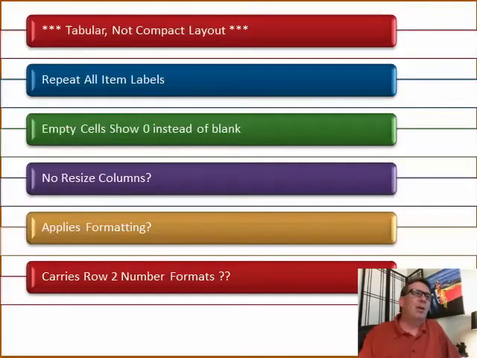All right, so here's what I already have. First of all, pivot table is going to be created with tabular view, not compact layout. I hate those 2, 3, 4, 5 columns all in column fields all in column A. Repeat all item labels. Certainly, if you're in Excel 2010, that was my idea. Put it in. Empty cells should show 0 instead of blank. Who cares about the blank cells? I always change them back to 0.